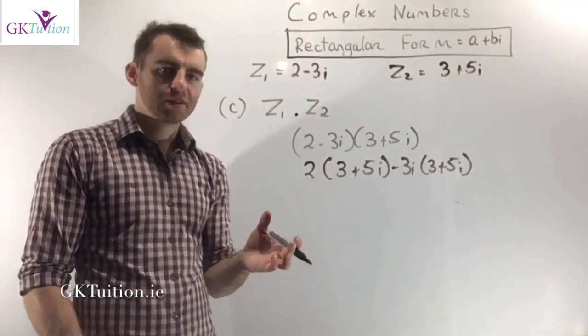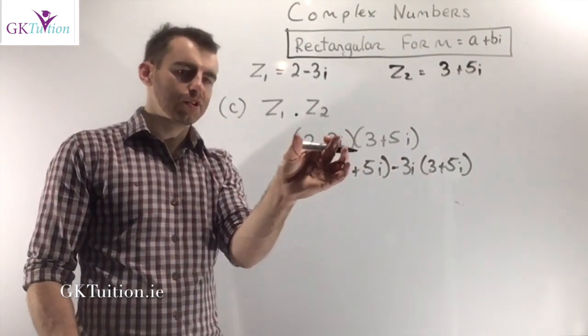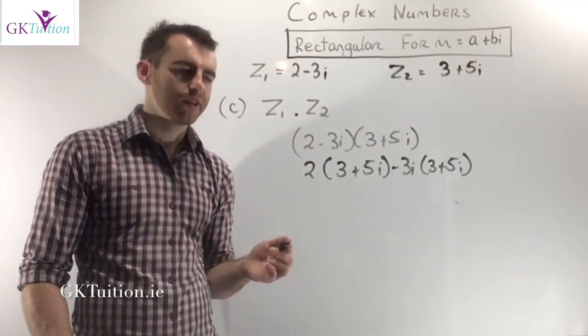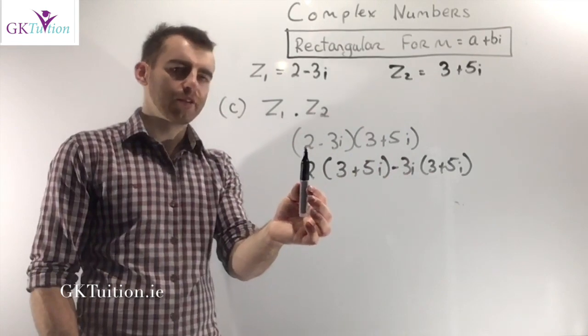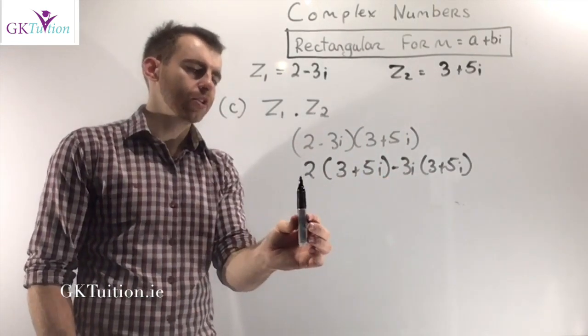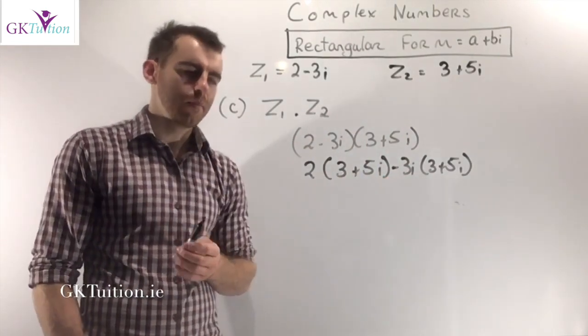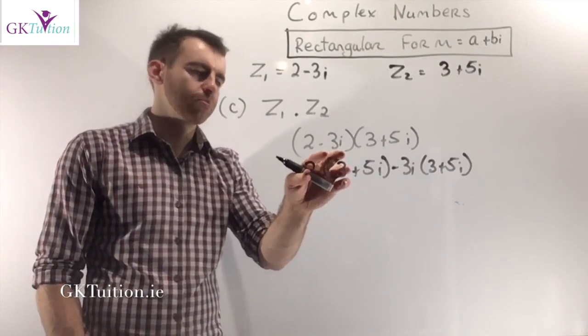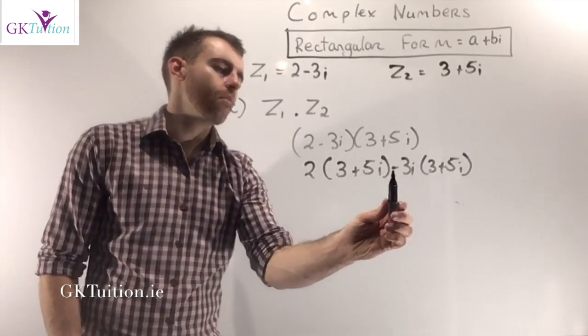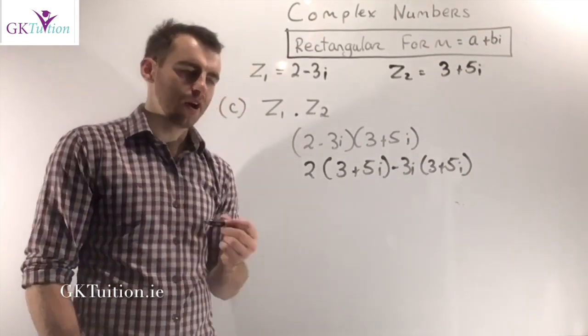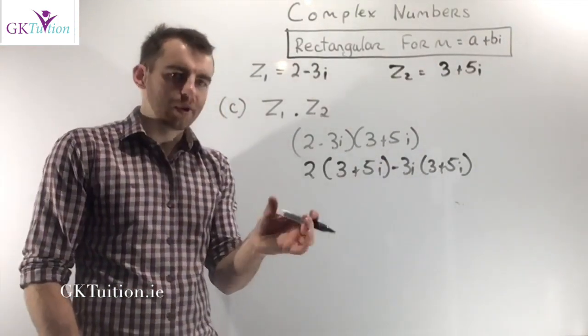It's just like algebra. If you're multiplying out and there are two terms in each bracket, you have to multiply them by each other. It's the first term in the first bracket by the second bracket, 2 multiplied by 3 plus 5i. Then the second term in the first bracket by the second bracket, minus 3i multiplied by 3 plus 5i. So most of this is relatively straightforward.